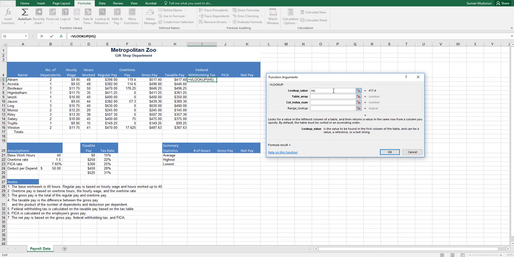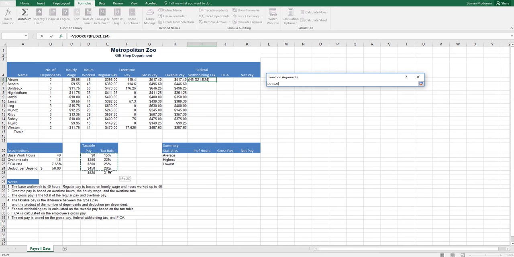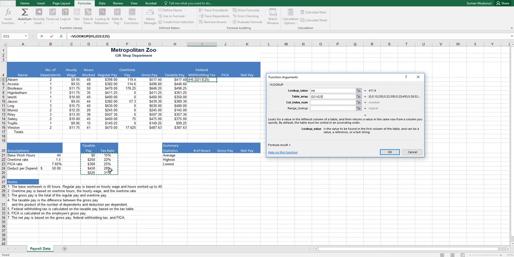So we're looking at H5, which is the taxable pay. And then we're going to look in which table. We're going to look over here. We're going to look in cells D21 through E25. And we're going to absolutely reference that because we'd like that table to be used for every one of these formulas when you autofill.